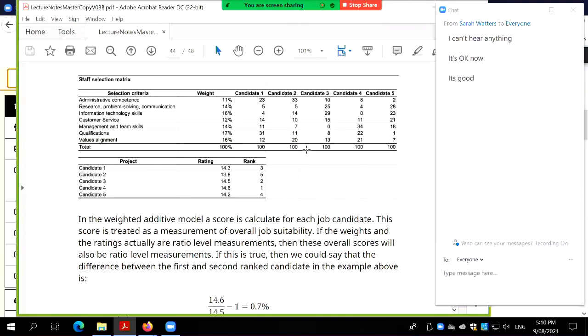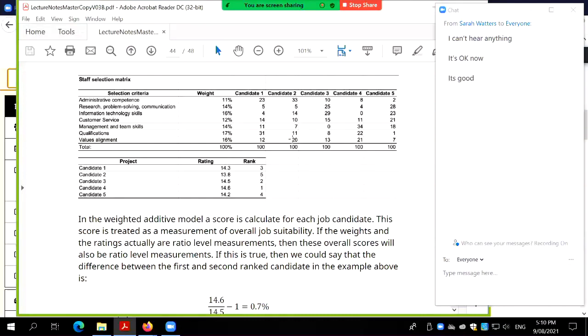You do what's called normalising the data. And it doesn't have to be 100. You could say it's 10 or 500 or whatever. But 100 seems to work. People are used to thinking in terms of 100 things to hand out.